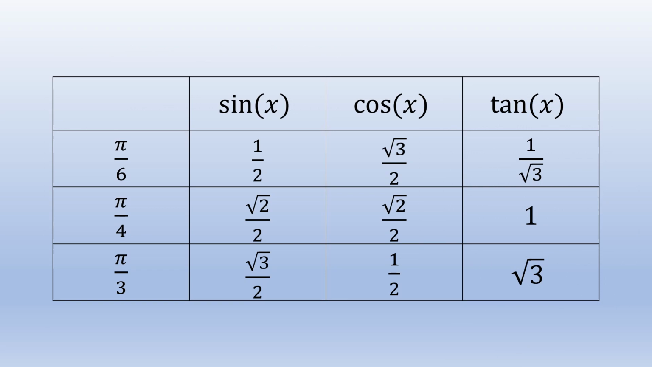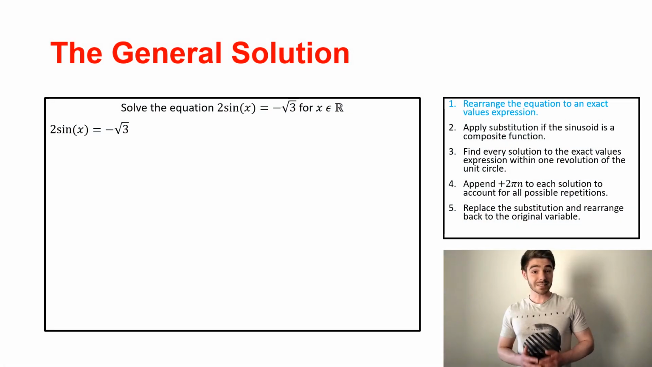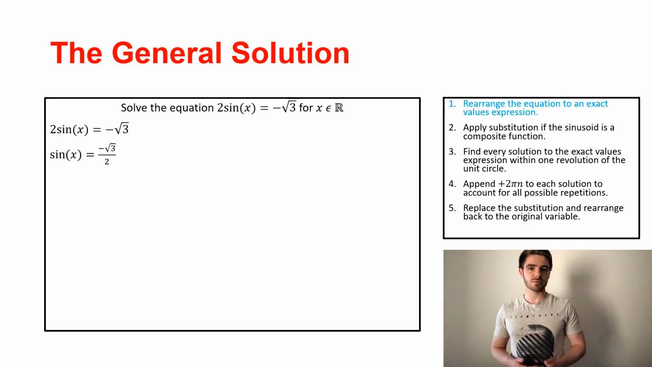As a refresher, here's the exact values that you'll be expected to memorize. The goal is to rearrange the equation until we can get one of these exact values. In this particular instance, we can divide both sides by 2, thus obtaining the expression sin x equals negative root 3 on 2. This is one of our exact values.